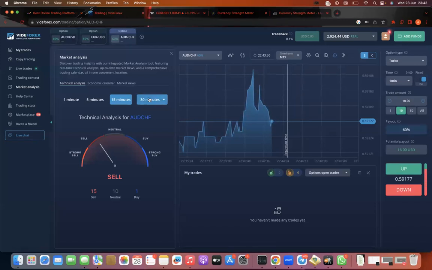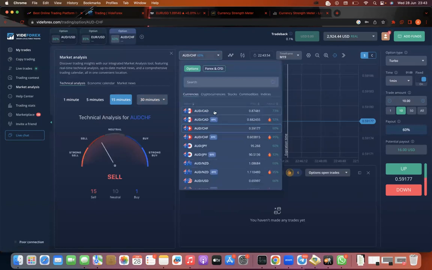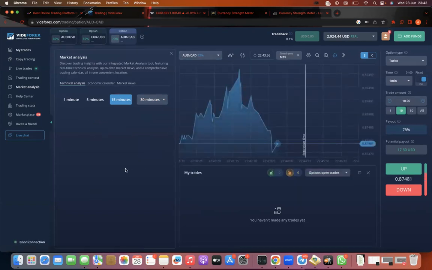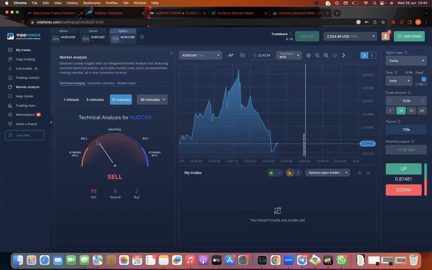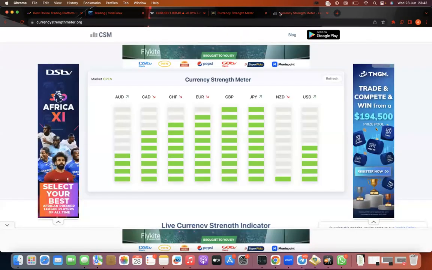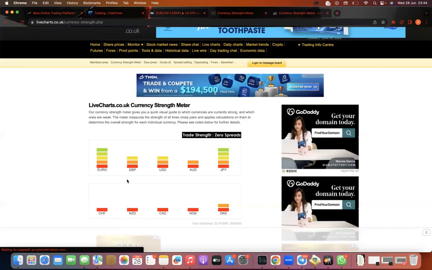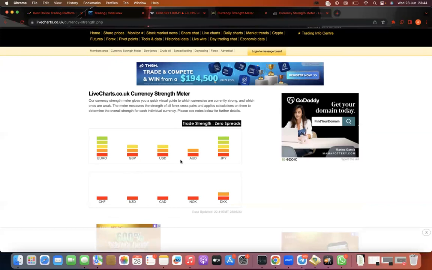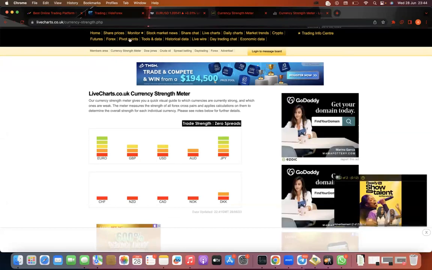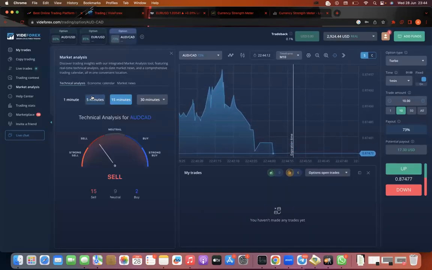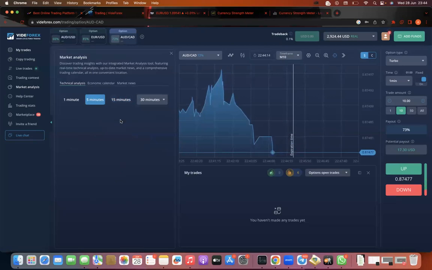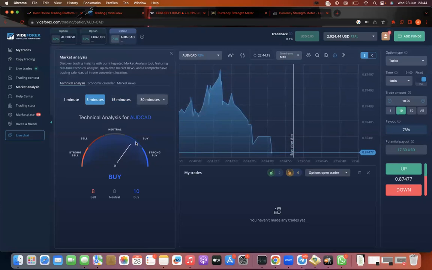You can also check on the 30 minutes time frame too. You can even check other currency pairs. So if you're trading and you want to use your currency strength on this particular one, let's see AUD CAD. CAD is stronger than AUD. Let's check here. CAD is stronger than AUD. Let's check the 5 minutes time frame. Here, AUD is stronger than CAD slightly. So let's check 5 minutes. Should show neutral, slightly stronger.